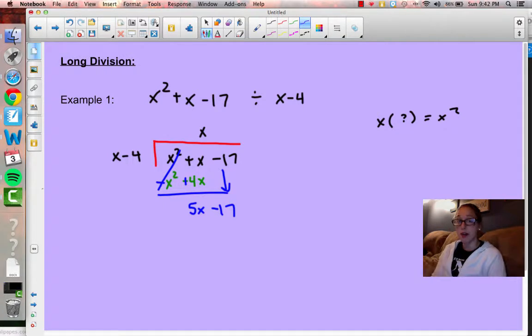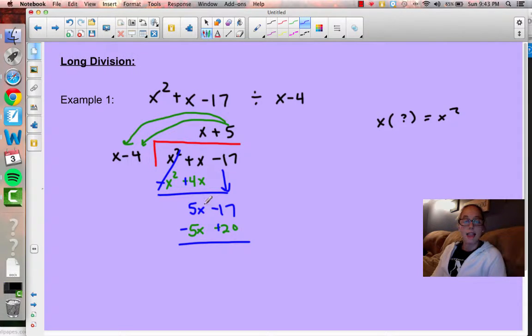Now we're going to do the same thing, but with this equation here. So x times what gets us 5x? Well, x times 5 gets us 5x. So I'm going to put a positive 5 up there above the constant, and then I'm going to multiply like I did just a second ago. So 5 times x is 5x, and then 5 times negative 4 is negative 20. And then remember, we said we're going to subtract, so I changed the signs, and my 5x's cancel out. And what's negative 17 plus 20? That gets us positive 3.